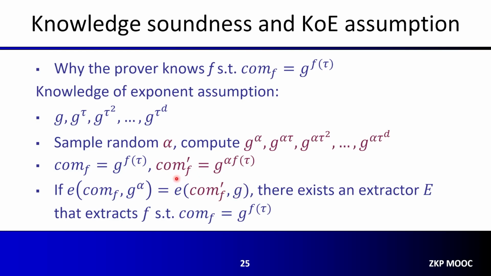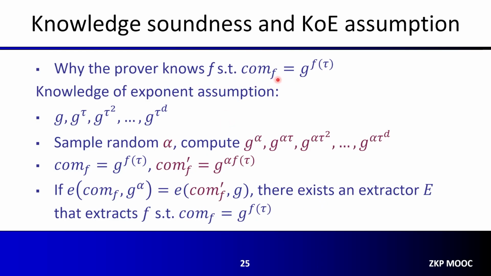And again, if this com prime is computed honestly, then you can always pass this verification because it is the product equation in the exponent, and the left-hand side should equal the right-hand side. And the assumption says that as long as you can pass this verification, there must exist an efficient extractor E that can extract a polynomial f such that the commitment equals g to the power of f of tau.